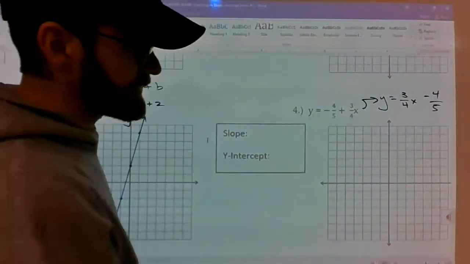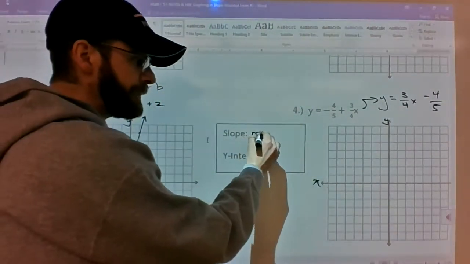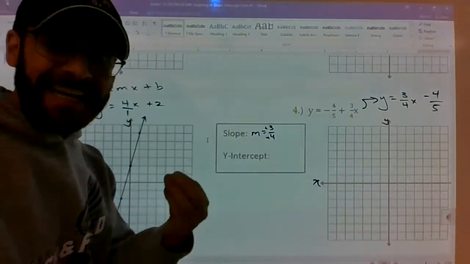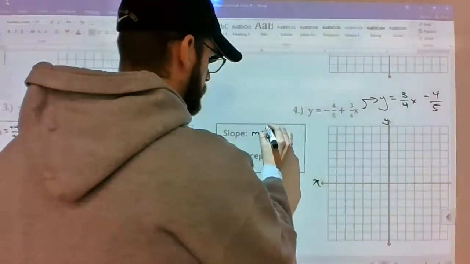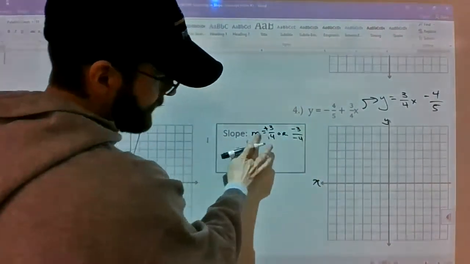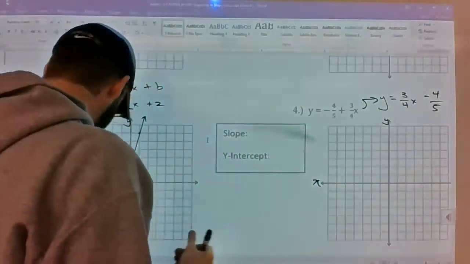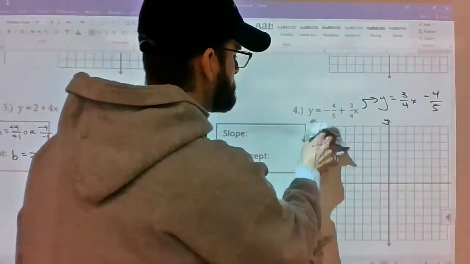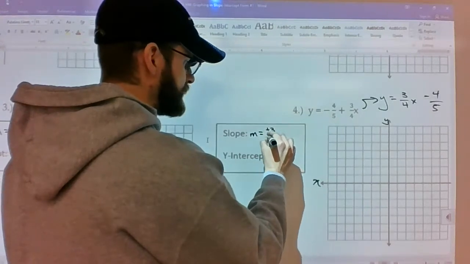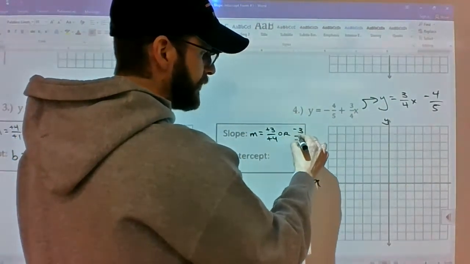And all this means is that our slope is going to be positive 3/4, or like we just talked about over here, negative 3 over negative 4. Hopefully I made that clear enough. Let me rewrite this. So it's either positive 3/4 or it's negative 3 over negative 4.